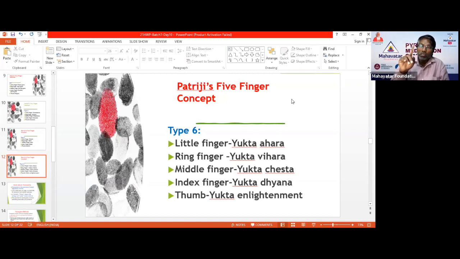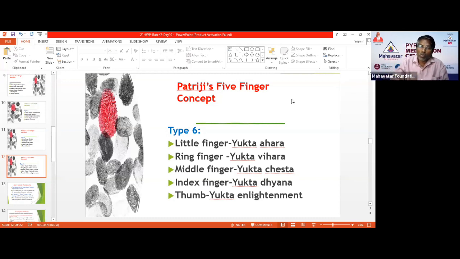The fourth one, the index finger, refers to Yukta Dhyana. So you need to do the right amount of meditation. Need not be very high, need not be very less. So the right and middle approach, Madhya Marga, right? That's how it is called Yukta Dhyana. The amount of meditation should not be too much, not too less. That's very important. Now what is this one? Yukta enlightenment. By doing all these four, what happened? You get enlightened. How much enlightenment? Yukta enlightenment, which means limited. Enlightenment need not be very high, need not be very less. It can be Madhya Marga, in between. So that is called Yukta enlightenment.